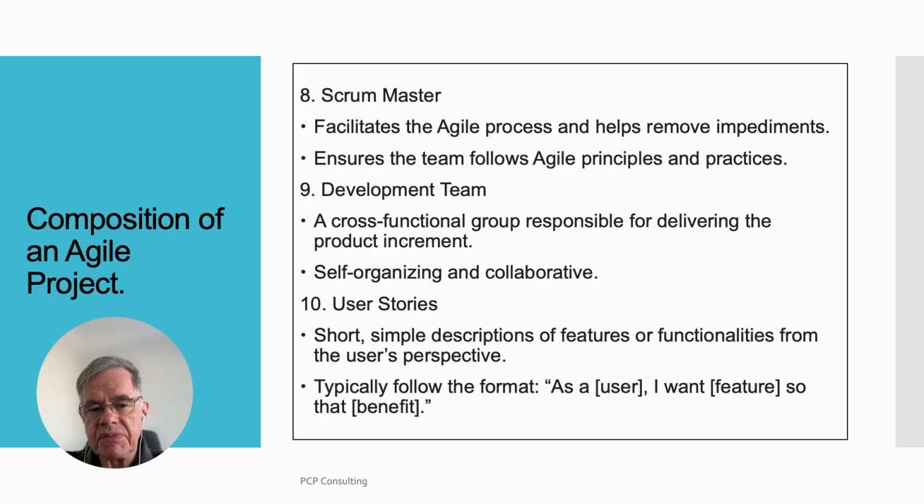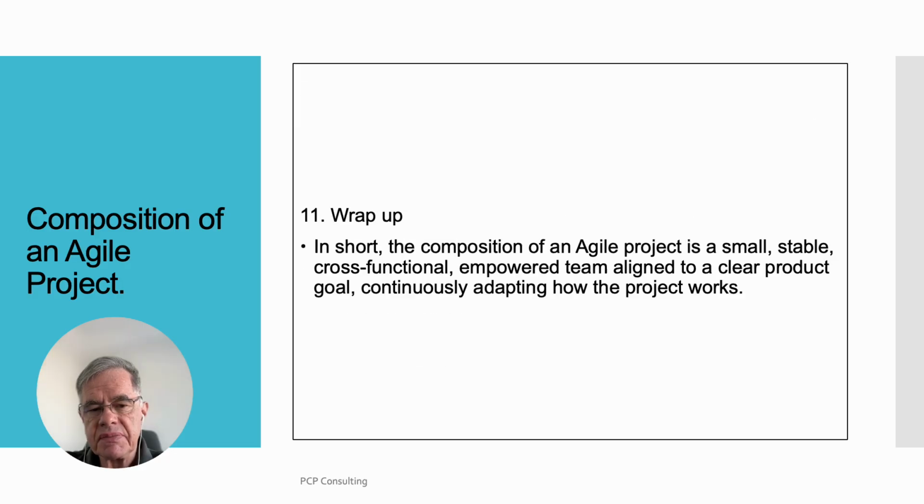User stories, short, simple descriptions of features or functionalities from the user's perspective. These typically follow the format, as a user, I want feature, so that benefit. Wrap up. In short, the composition of an Agile project is a small, stable, cross-functional, empowered team aligned to a clear product goal, continuously adapting how the project works.